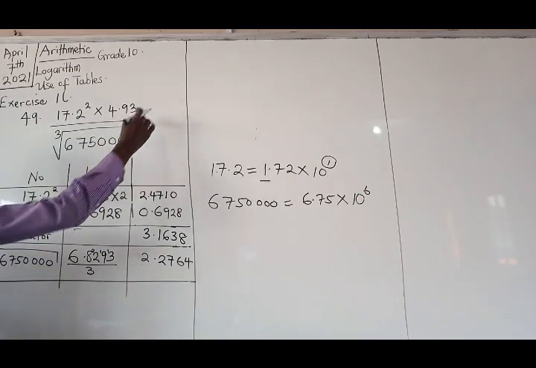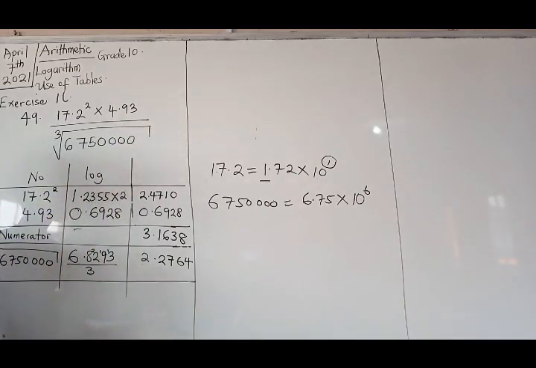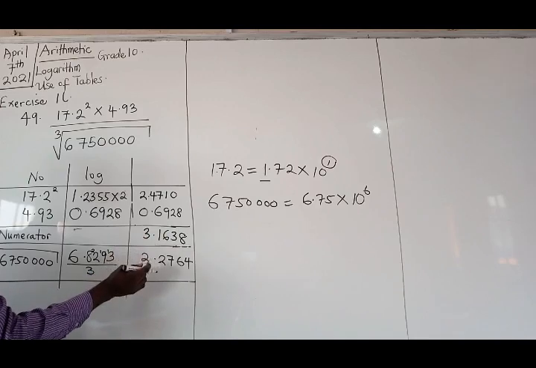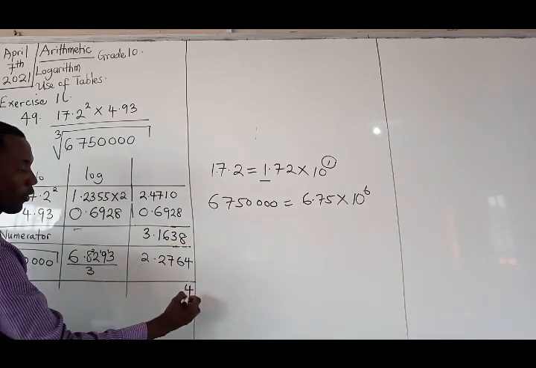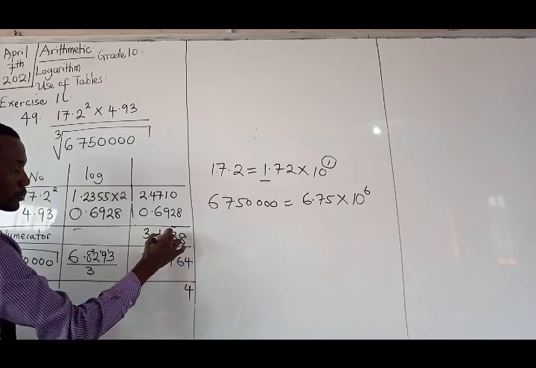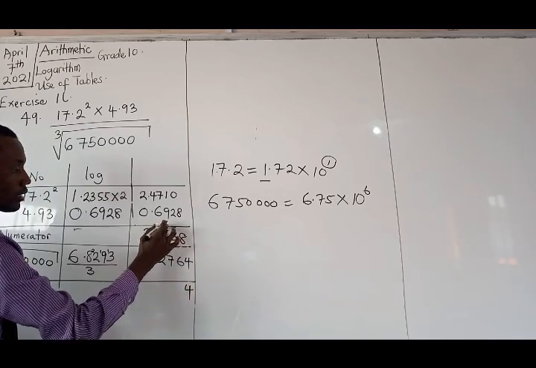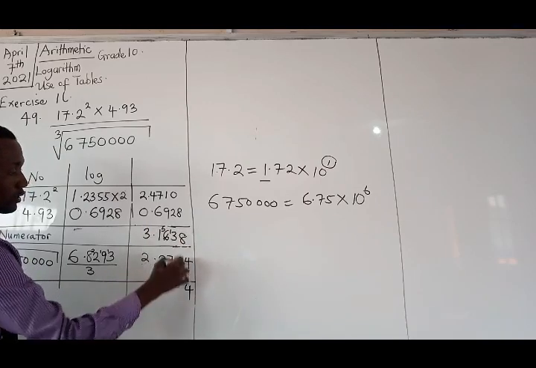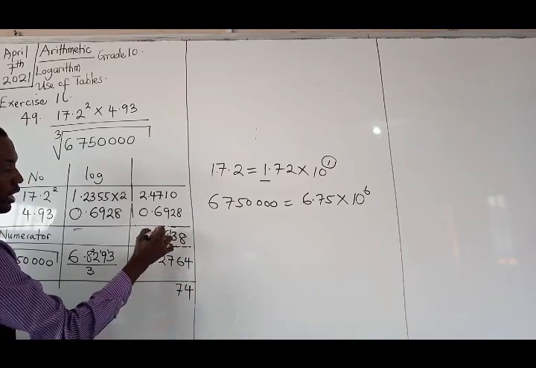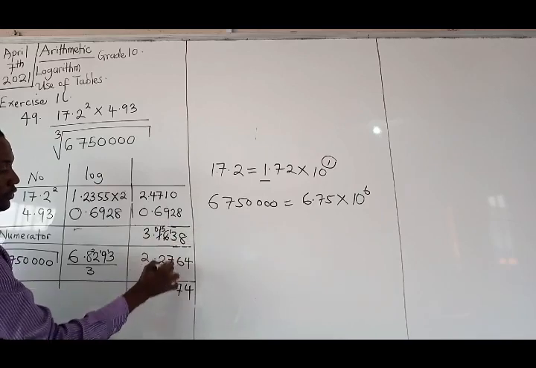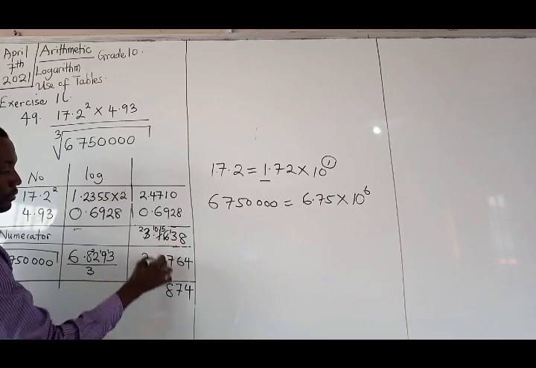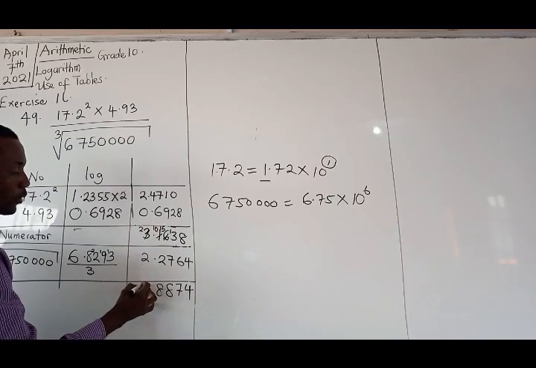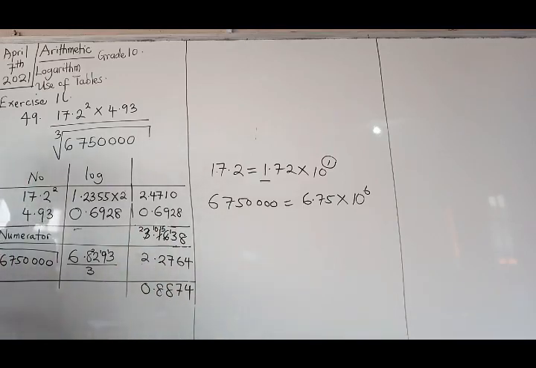Now, what is connecting numerator and denominator? Subtraction. So you're going to subtract this from this. 8 minus 4 will give me 4. 3 minus 6 is not possible, so I'll take 1 from here. So that will give me 7. I take 1 from here. 15 minus 7, that will be 8. I take 1 from here. 10 minus 2 gives me 8 again, and that will be 0.8874.